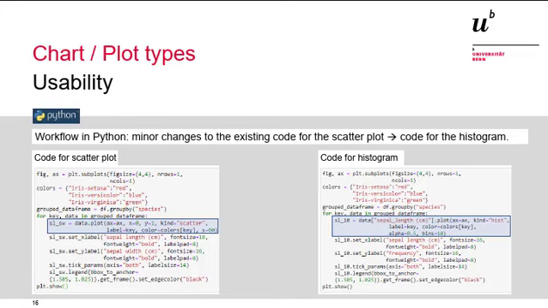Whereas when working with Python, the workflow would be to have some minor changes in the existing code for the scatter plot. Then you get the code for the histogram. So if you look at the left side, here is the code for the scatter plot that I used several slides ago. You see, this is the most important part, in this blue box. The kind of the plot is scatter, which is then changed to hist. And then there are some minor things that need to be changed, such as you don't have any scatters anymore, so you don't have a scatter size. Instead, you have some bins.